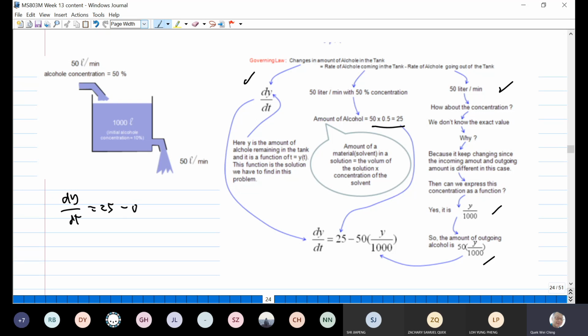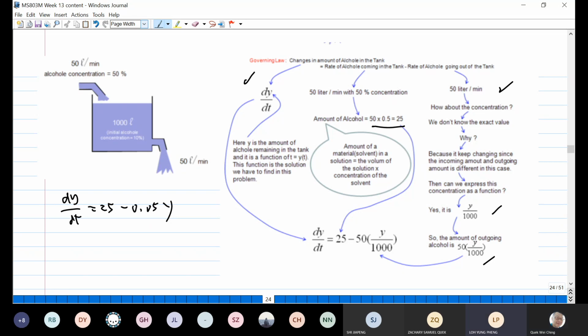0.05 y. Can you explain again why it is Y over 1,000? Why is it the amount of alcohol in the tank? How do you tell concentration? Out of the total volume of the solution, which is 1,000 liter, the concentration of alcohol is Y over 1,000, right? Then every minute 50 liter go out. So that's how we get this.